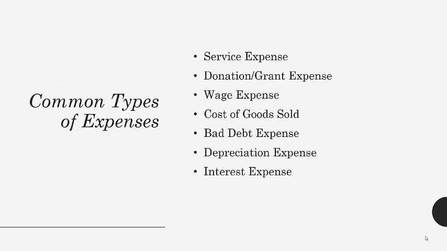Common types of expenses in public organizations include service expenses, donation and grant expenses, wage expenses, cost of goods sold, bad debt expenses when we recognize that some of our receivables are not going to be collected, depreciation expenses when we recognize the consumption of our capital assets, and interest expenses.